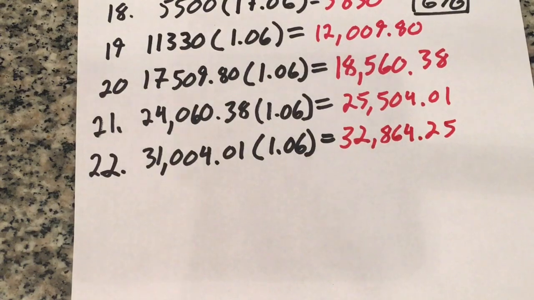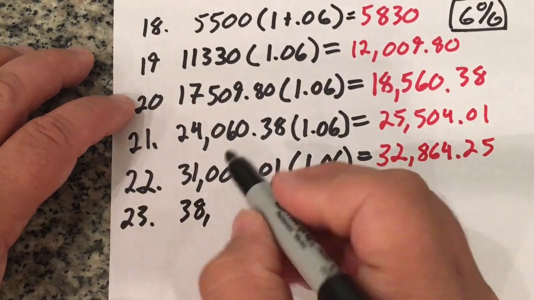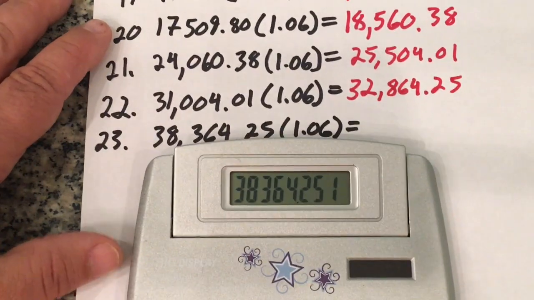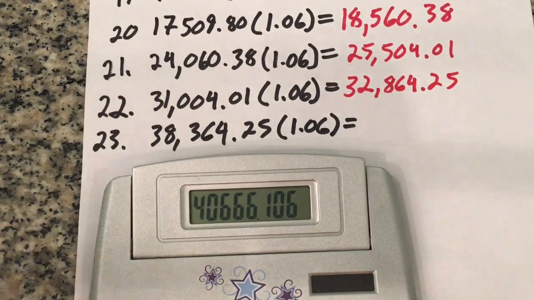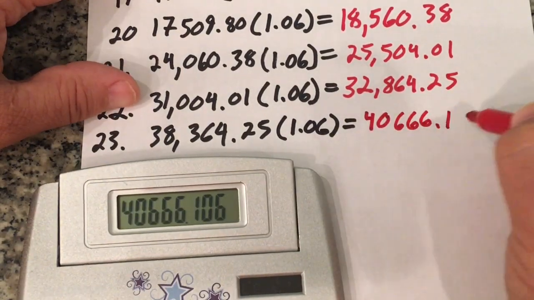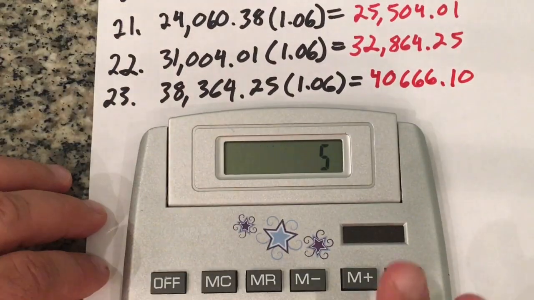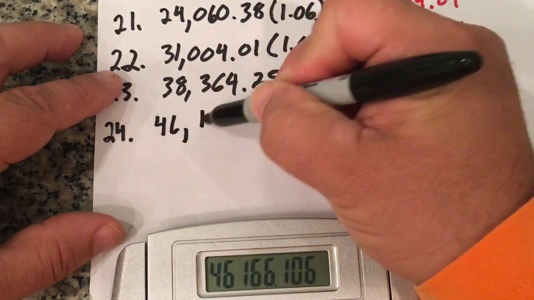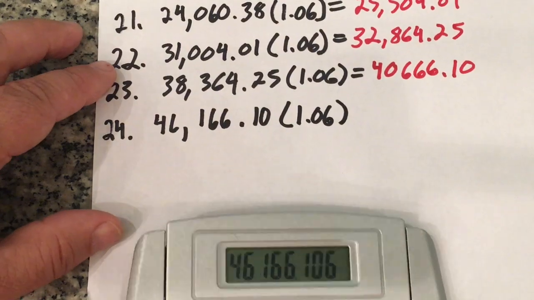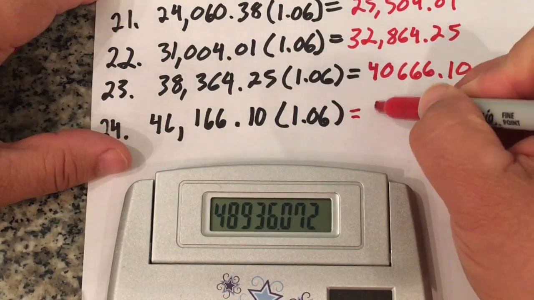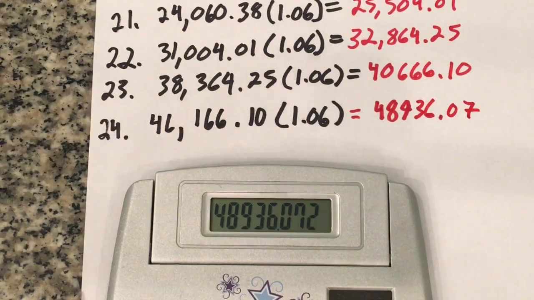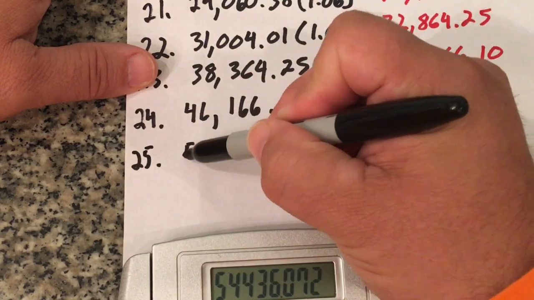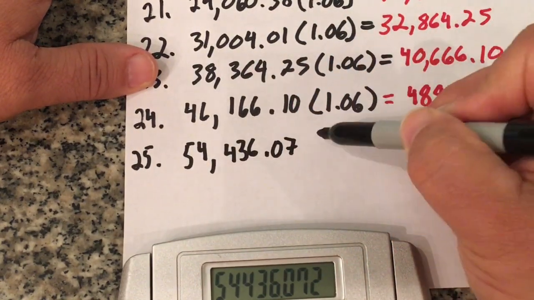So that would give you 38,000. A lot of this is your own money. I'm not knocking that. A lot of this is you just saving. So 38,364.25. You're going to multiply that by 1.06. So in your 24th year, it's 46,166. Multiply that by 1.06. Add 5,500. 25th year. Multiply by 1.06.